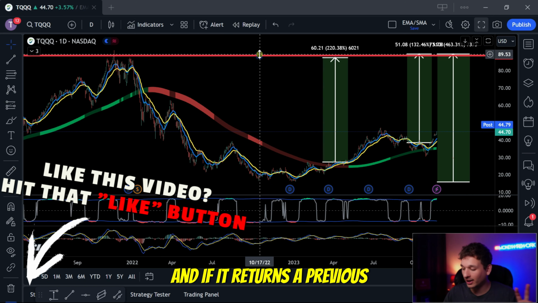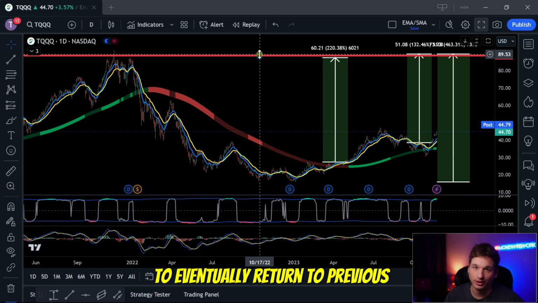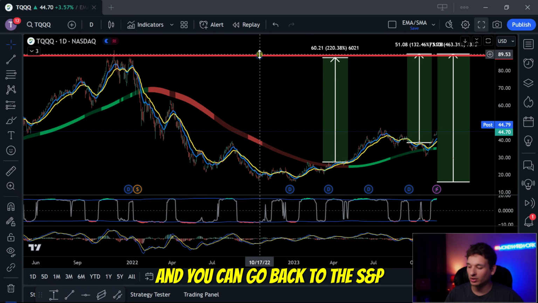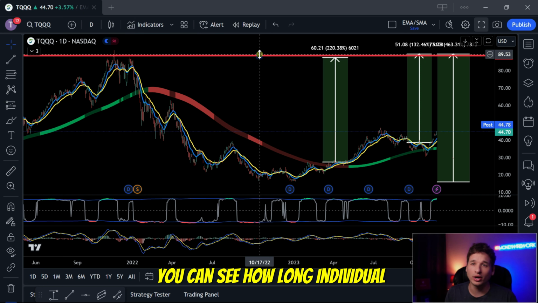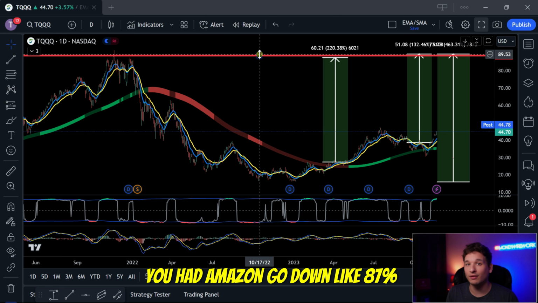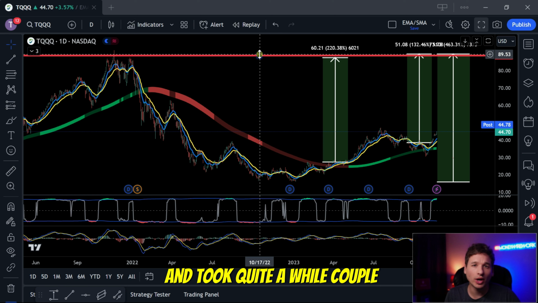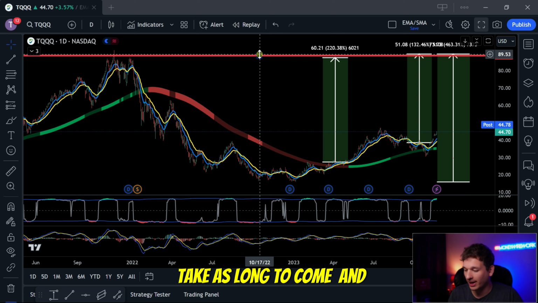Now, it is a whip and if it returns to previous highs. But again, do you think the S&P 500 is going to eventually return to previous highs? I do. Do we know when? No. You can go back to the dot-com bubble, and you can go back to the Great Recession. You can see how long individual companies took to recover. You had Amazon go down like 80% in, I believe, the dot-com bubble. It took quite a while, a couple of years to come back, but the overall indices did not take as long to come back. And that is what we are betting on right now. We're betting on the indices.